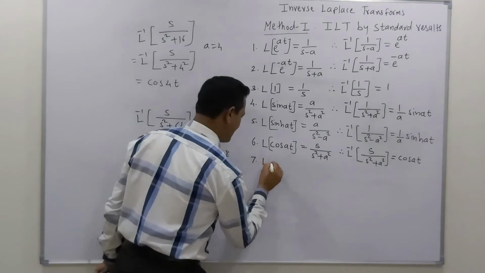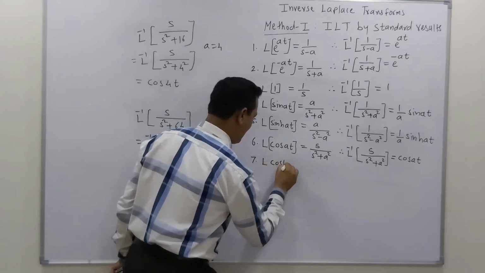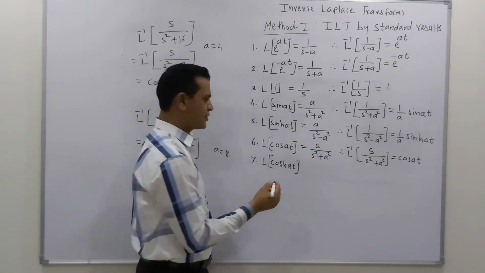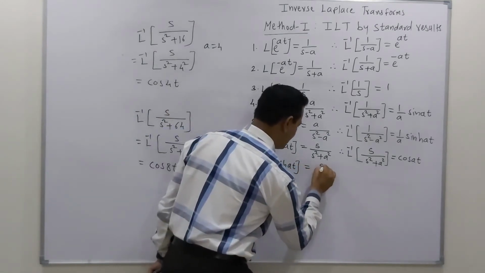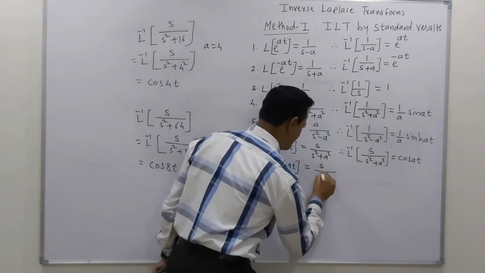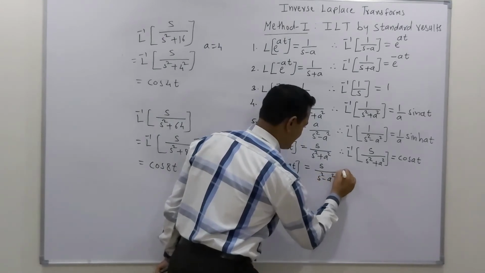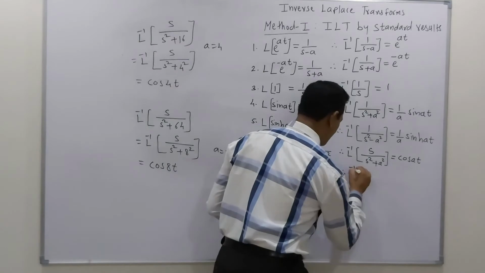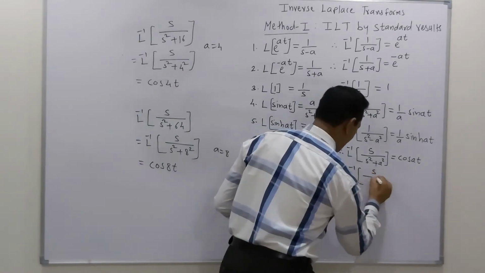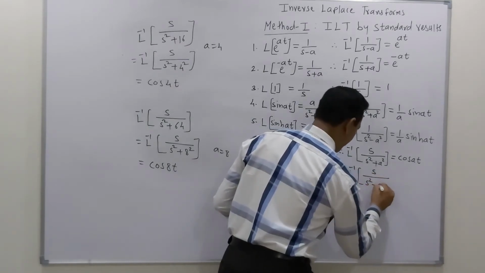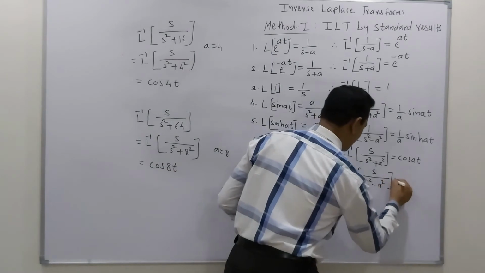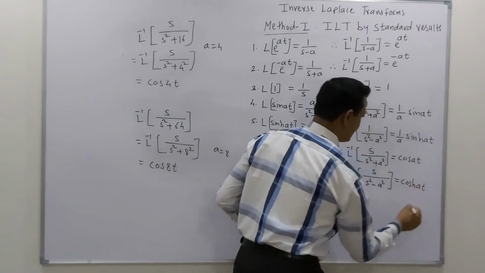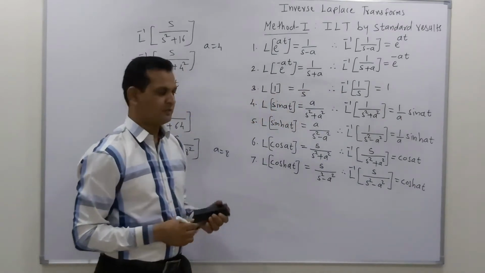Now the seventh result is the Laplace transformation of cosh of at. This is a hyperbolic function. We know that the standard result is s upon s square minus a square. Therefore, if we take the inverse Laplace transformation of s upon s square minus a square, its value is cosh of at. That means this is a hyperbolic function.